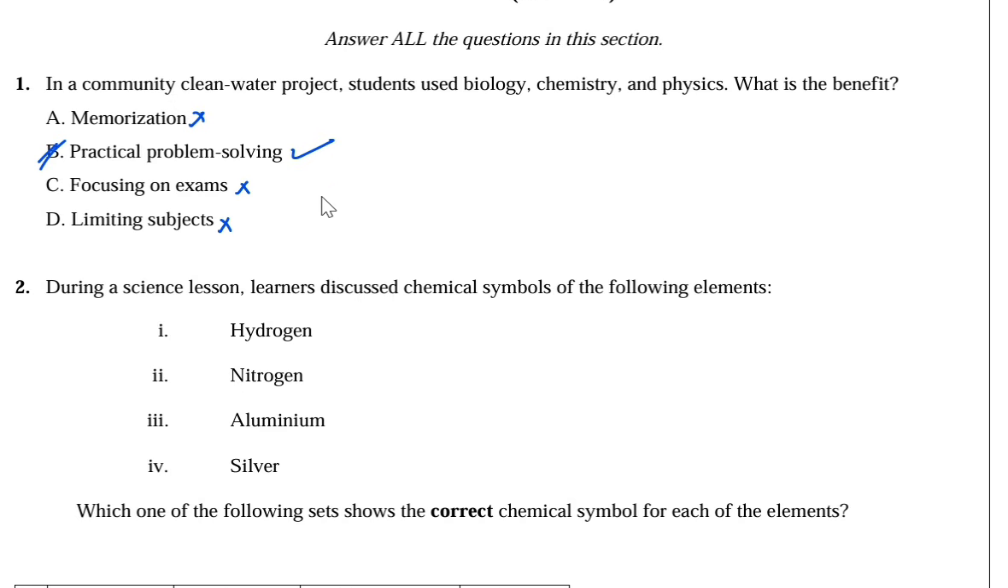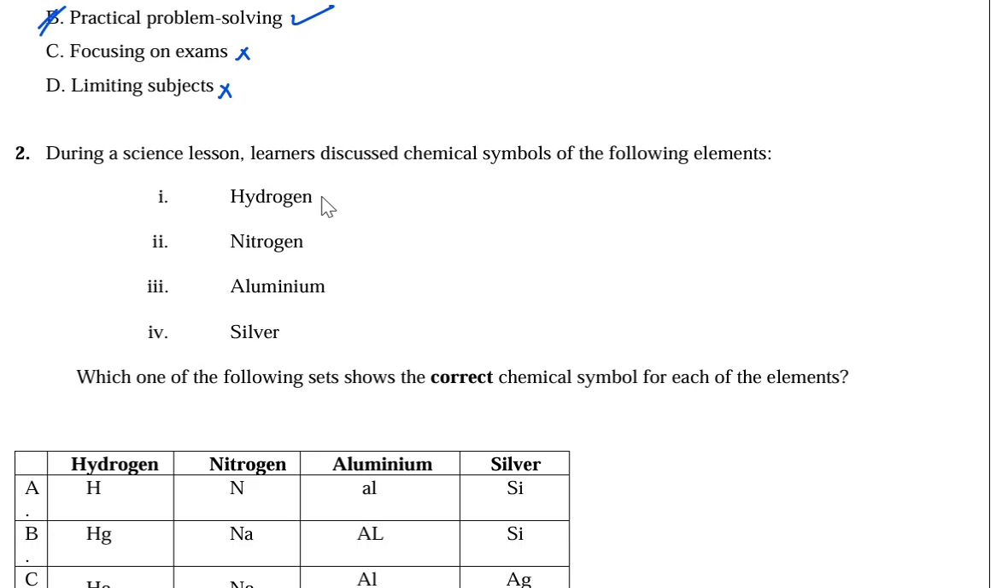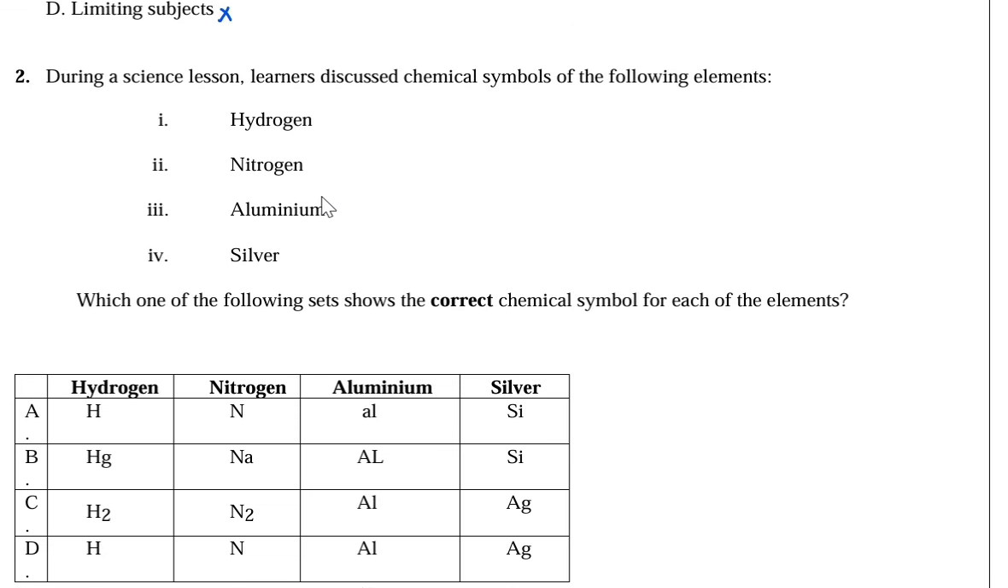We continue to question number 2. During a science lesson, learners discussed chemical symbols of the following elements. Roman 1, hydrogen. Roman 2, nitrogen. Roman 3, aluminium. Roman 4, silver. Which one of the following sets shows the correct chemical symbols for each of the elements?